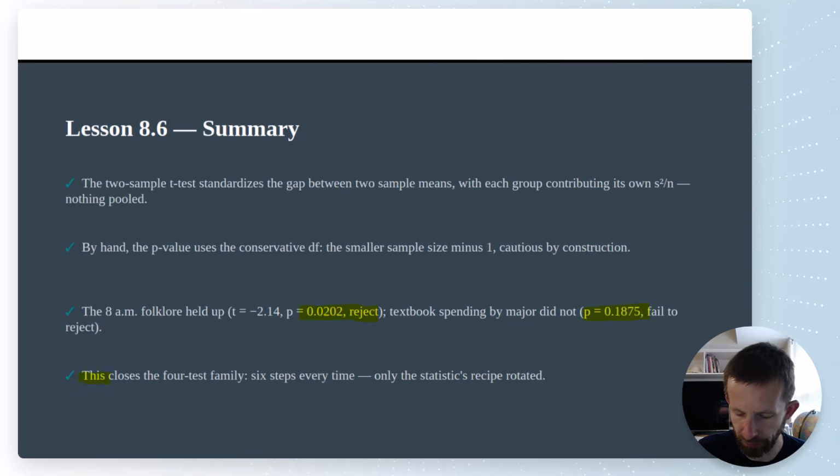And this closes out our 4 tests. We had the 1 proportion z-test, 1 sample t-test, 2 proportion z-test, 2 sample t-test, and we've got 2 more lessons on the chi-squared test for independence. But yeah, this is 8.6. Make sure you practice using the formula, and we'll go to chi-squared next.